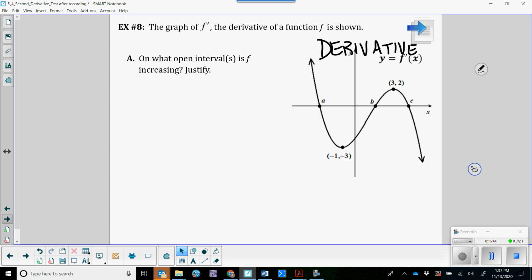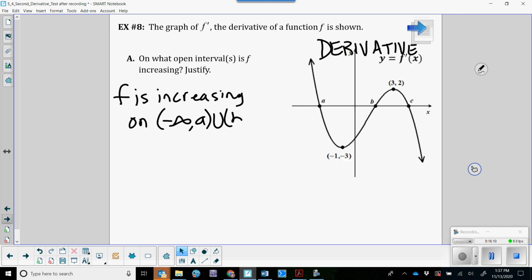So what do I care about on this graph? Above and below. That's all I care about, right? Because this is the derivative, so I care if it's positive or negative. That's it. Okay? Because it's increasing, decreasing. So f is increasing on what intervals? Negative infinity to A, union B to C. And then that's it, right? Because that's when the graph is above.